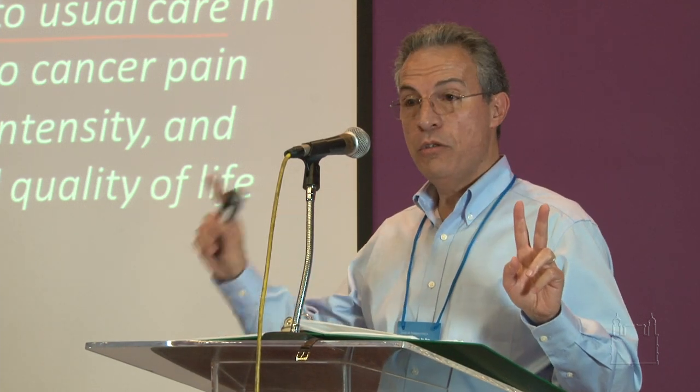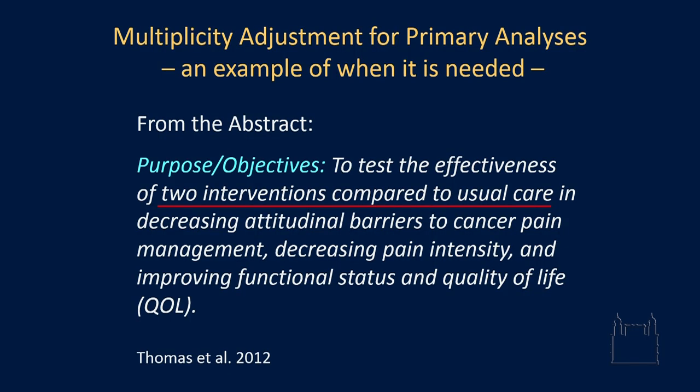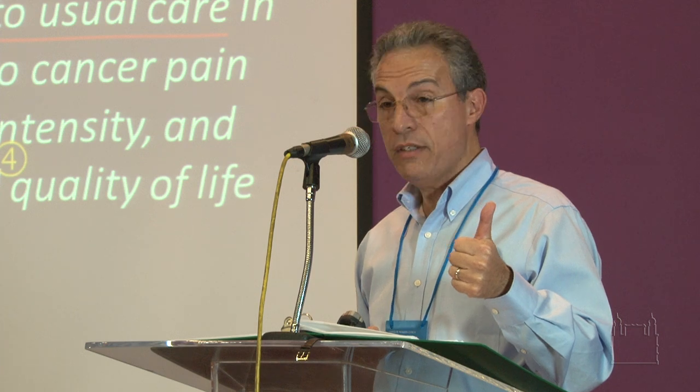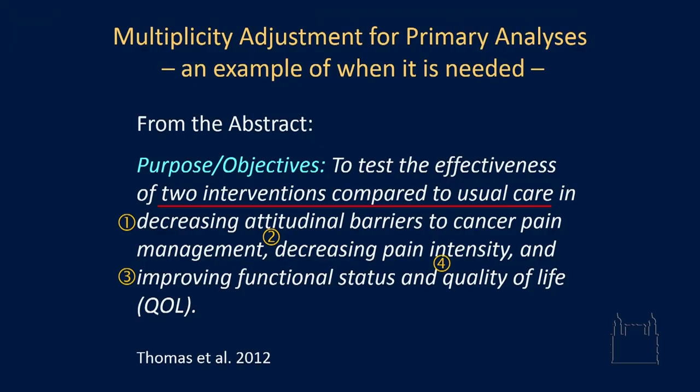Two interventions compared to usual care. Okay? So you have A, B, usual care. So you could do A versus usual care, B versus usual care, and if you're interested, A versus B. Right? So we have three possible comparisons. Remember three. Now, let's look. We are going to test for decreasing attitudinal barriers to cancer pain management. We're going to compare decreasing pain intensity, improving functional status, improving quality of life. Four outcomes. Four outcomes times three comparisons, that's 12 tests, which look like they're primary.